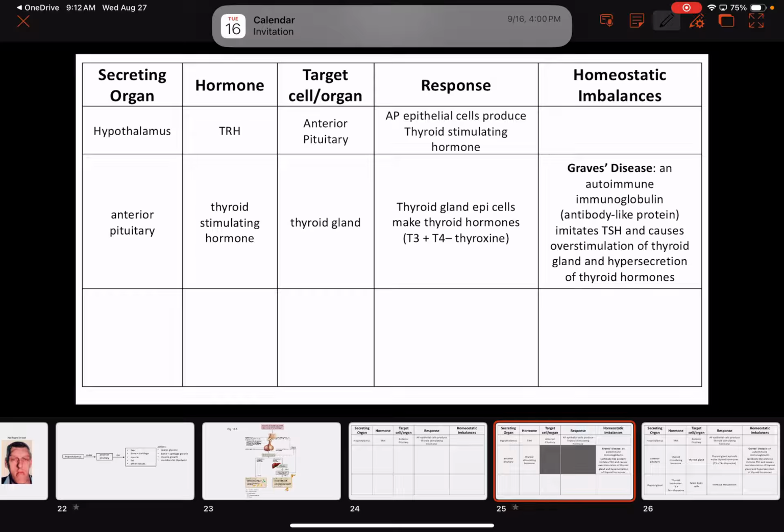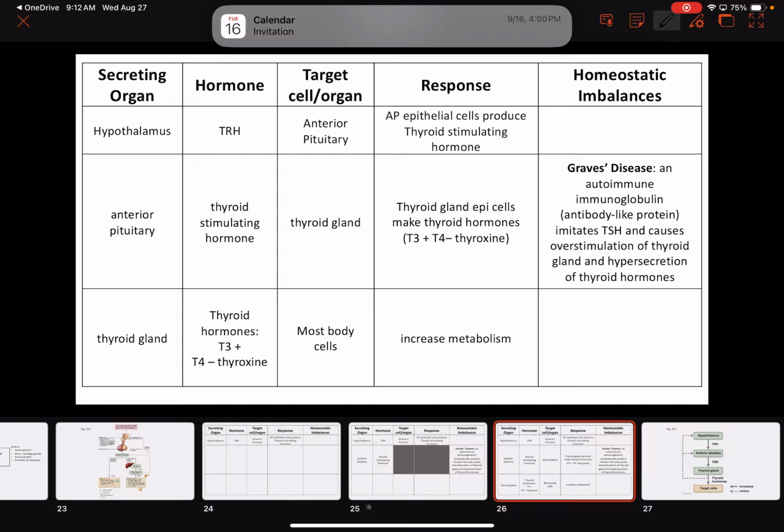So thyroid gland epithelial cells make thyroid hormones, which are T3 and T4. T4 is specifically thyroxine. Any one of those terms can be fine for identifying this particular hormone. So you can call it thyroid hormone, you can call it thyroxine, you can call it T3 and T4, whichever ones you're more comfortable with. And you do not need to know the difference between T3 and T4 in function, just that one has 3 iodines, the other one has 4 iodines. We'll talk about Graves' disease here in a second.